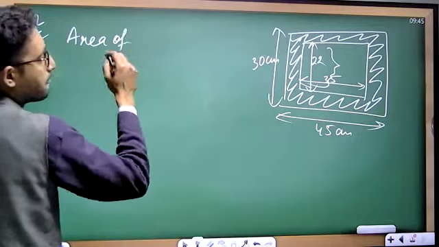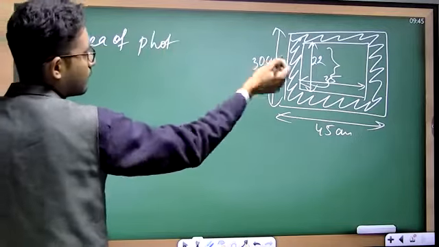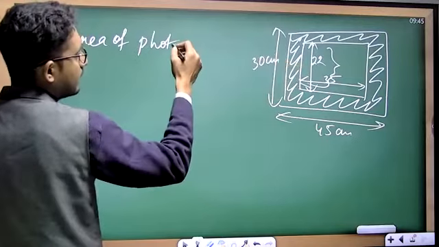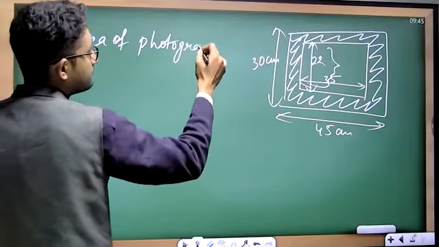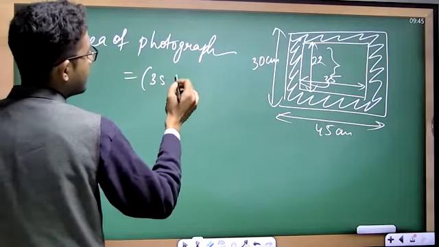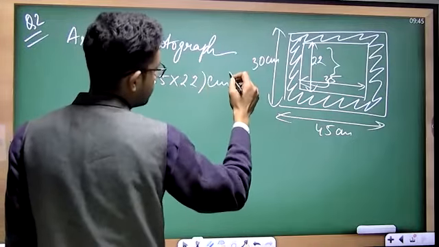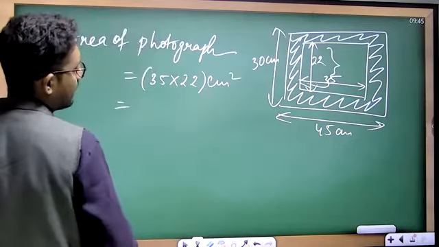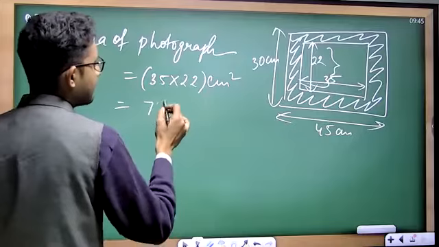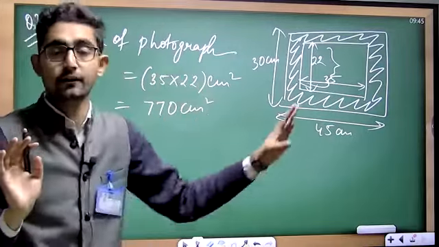Area of photograph है ना, photograph फाइंड कर लेते हैं. स्मॉलर रेक्टेंगल, फोटोग्राफ है स्मॉलर रेक्टेंगल. So area of photograph is equals to 35 multiplied by 22. How many? Centimeter square. That is your 35 multiplied by 22, that is 770 centimeter square. Okay, this is the area of photograph.